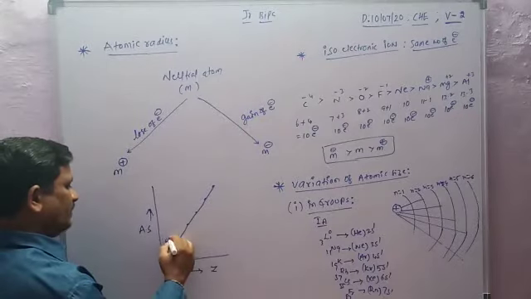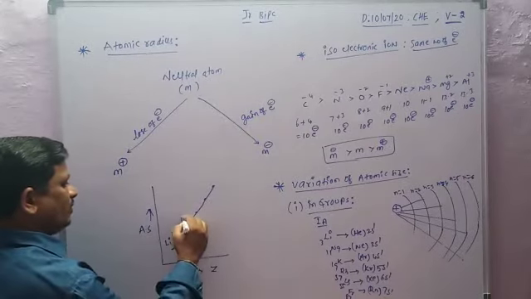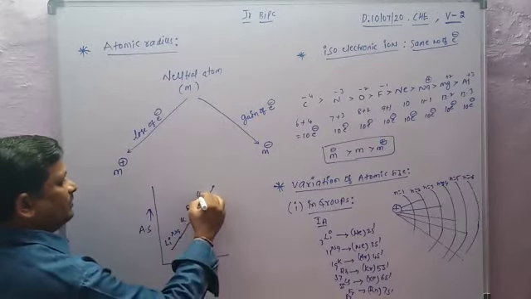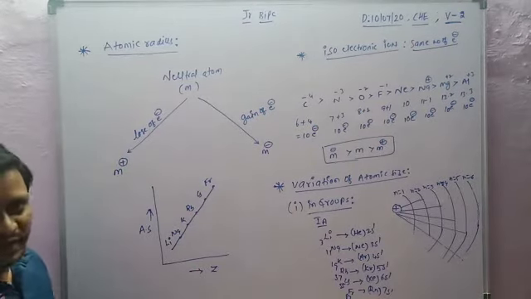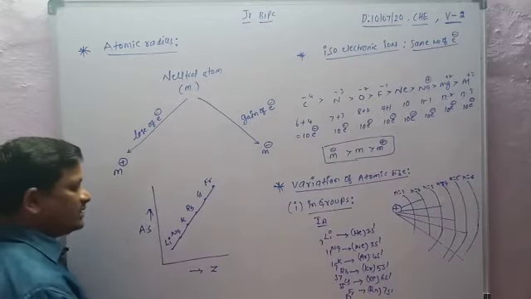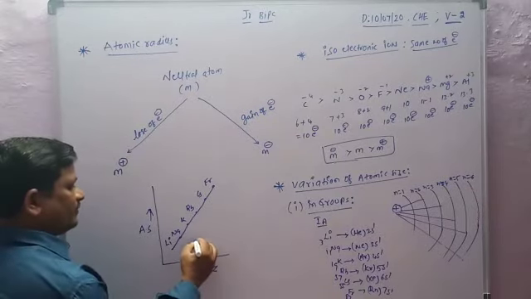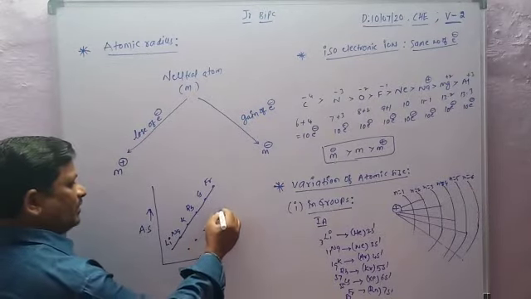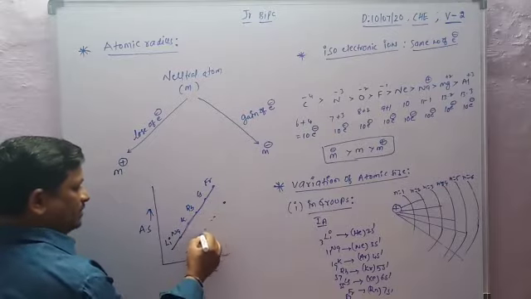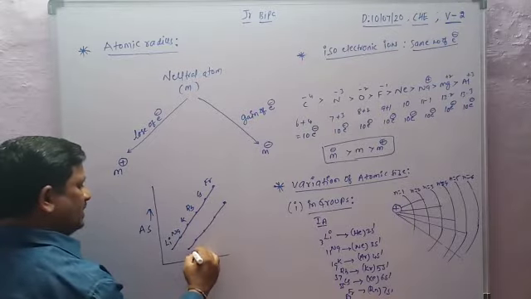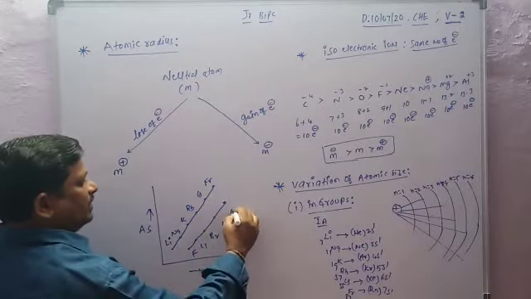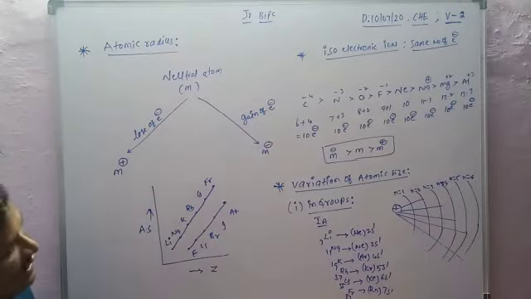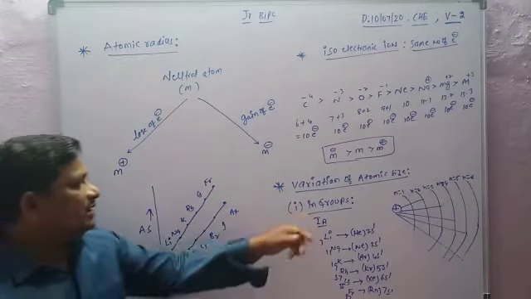Lithium, sodium, potassium, rubidium, cesium, and francium. The same applies if you take the seventh group elements: fluorine, chlorine, bromine, iodine, astatine. The atomic radius increases. That is the variation of atomic size in groups.